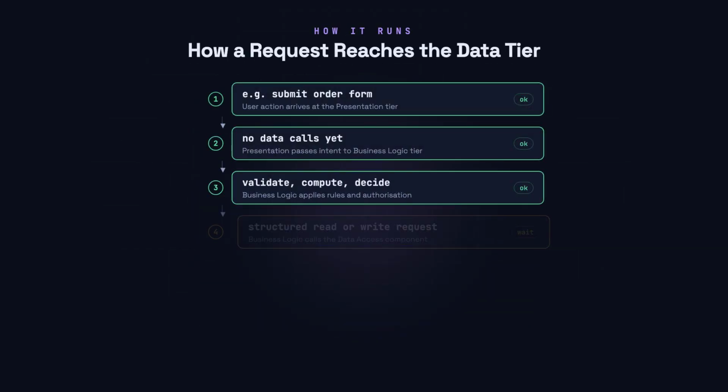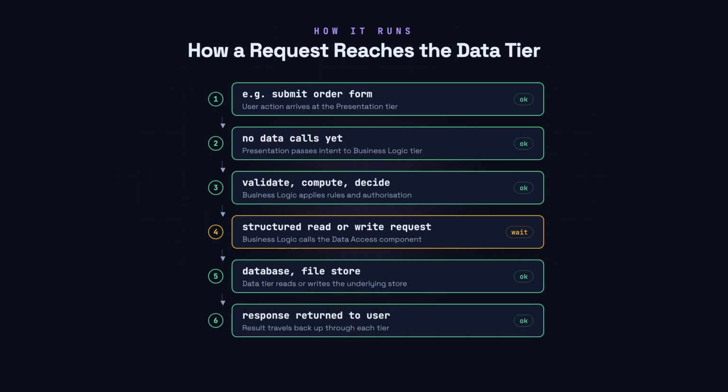Follow a single request from top to bottom. A user submits a form in the presentation tier, which passes the intent, not raw data commands, to the business logic tier. The business tier validates, applies rules, and only then calls a data access component, which is a small piece of code whose sole job is to translate that request into a database read or write. The result travels back up the same path. The key consequence is that the data store is never exposed directly to the outside world.